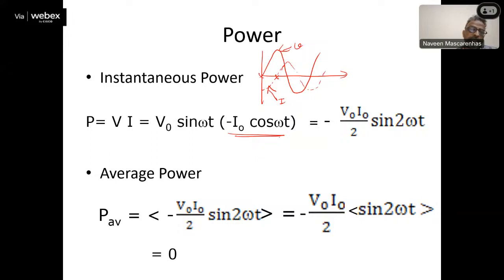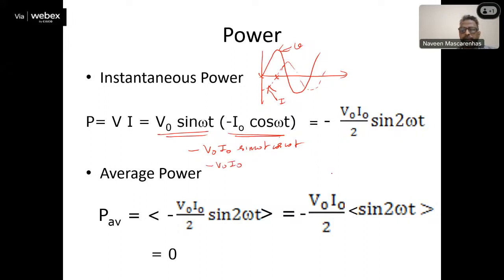That means voltage leads the current by an angle of 90 degrees. So this is the instantaneous power. P is equal to V into I, which is equal to V naught sin omega t into minus I naught cos omega t. So which means it is minus V naught into I naught sin omega t cos omega t.